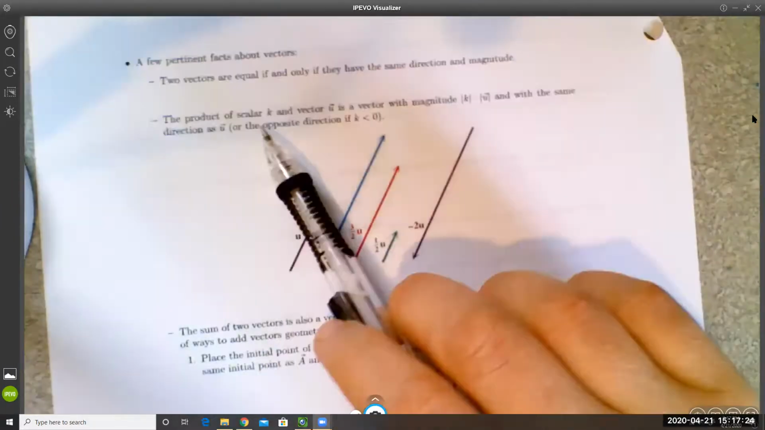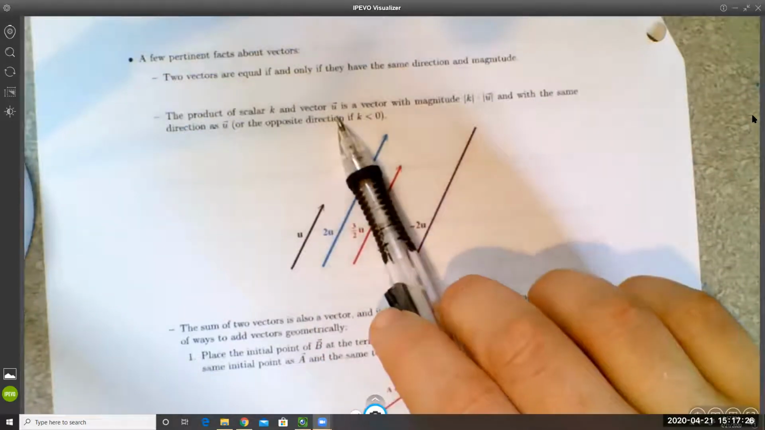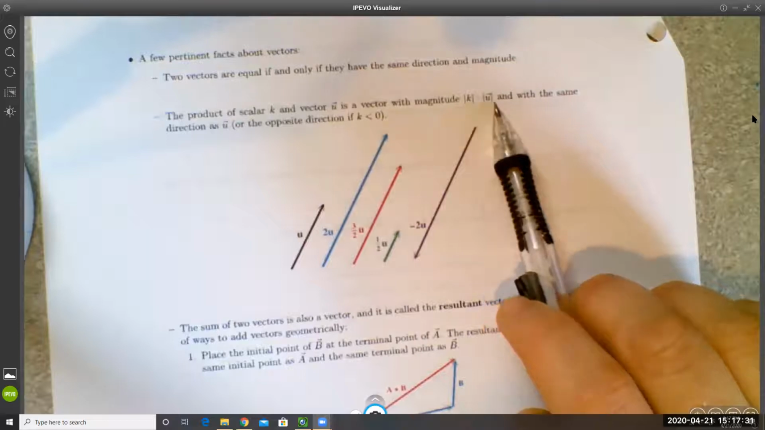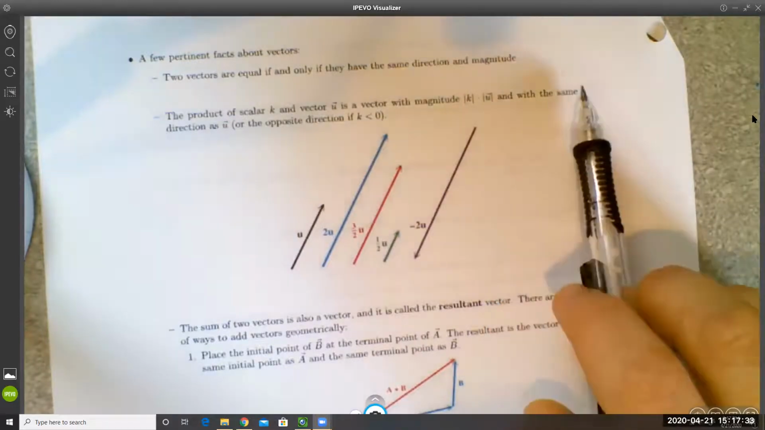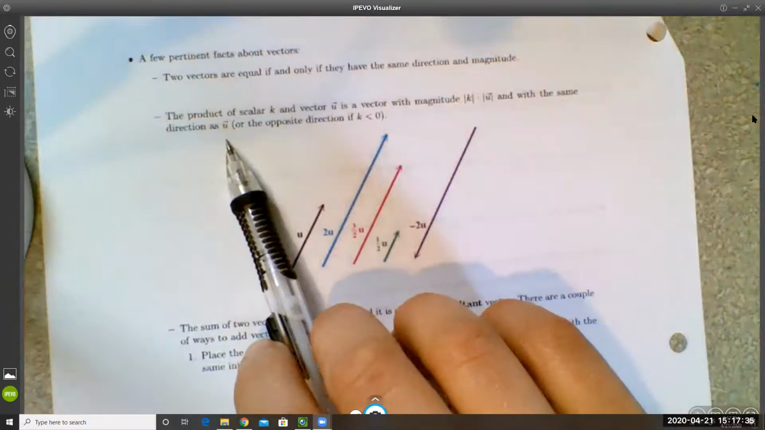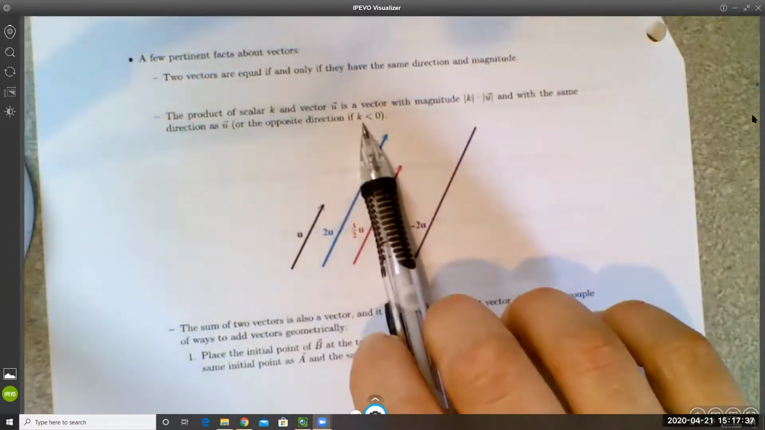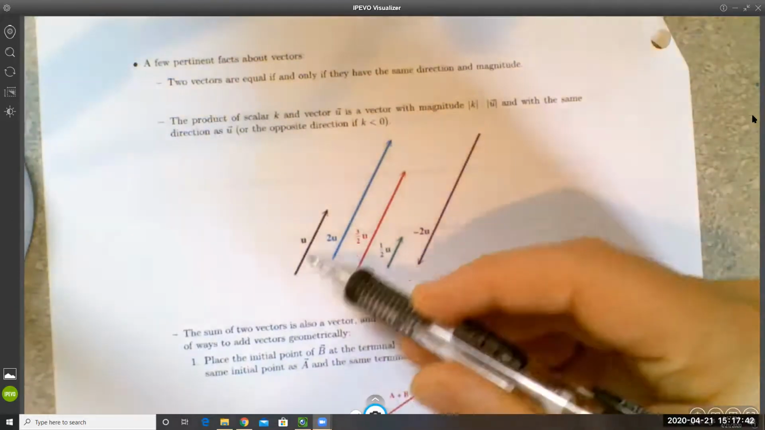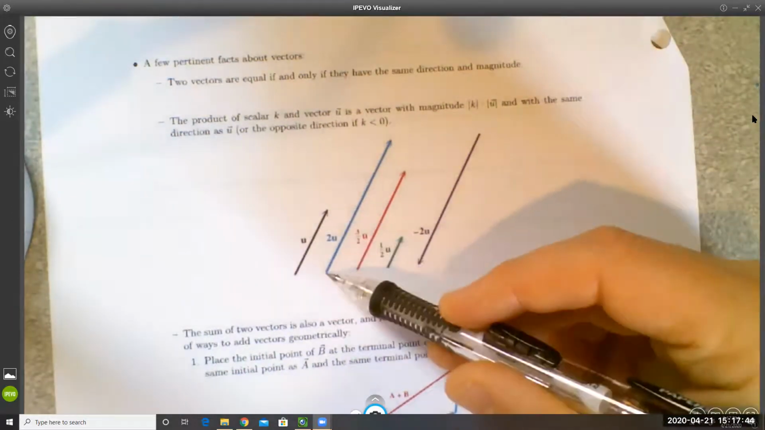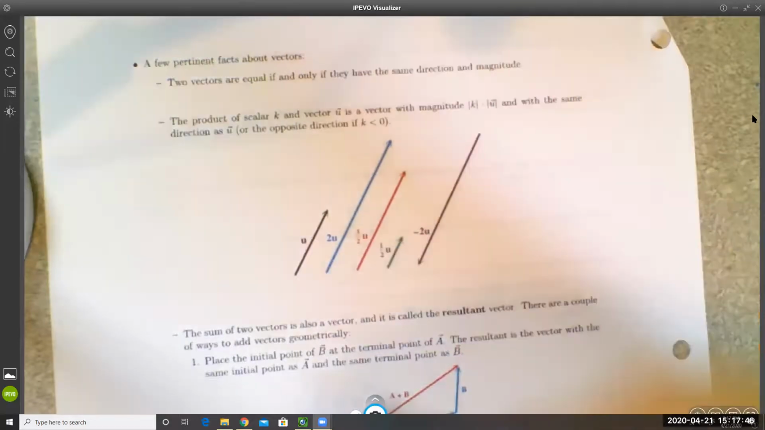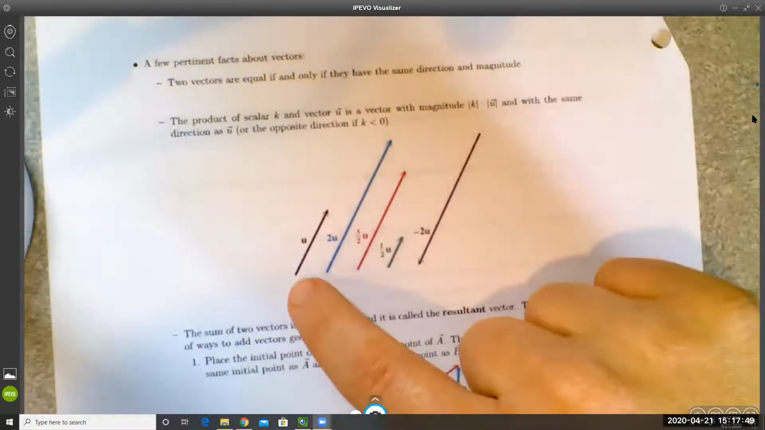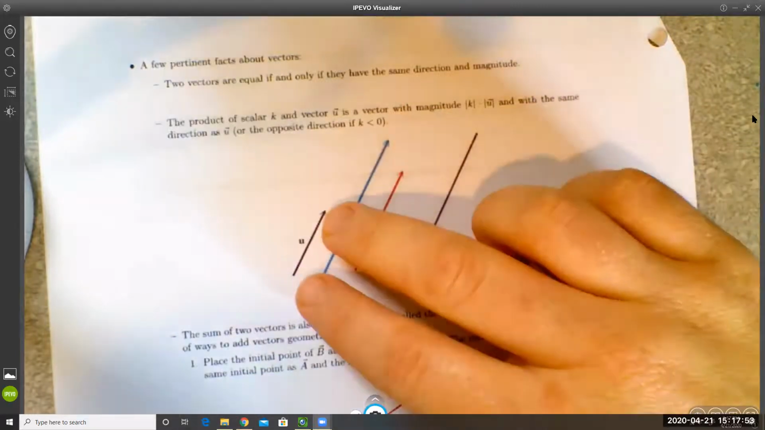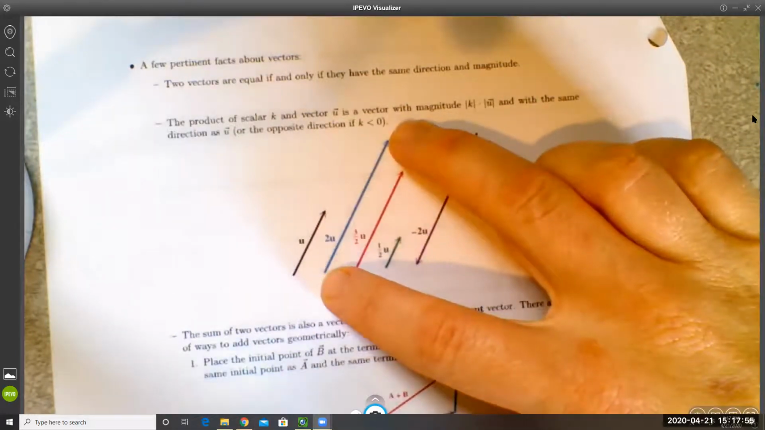The product of a scalar k and a vector u is a vector with magnitude, absolute value of k, times magnitude of u, that has the same direction as u, or possibly the opposite direction if k is a negative number. So in other words, if this first vector here is vector u, then this second vector here would be 2 times u. And you can see that it's pointing in the same direction as u, but it's twice the length, right? So this is 2u.